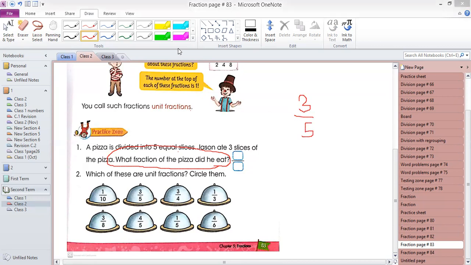Yes. Okay. I'll take one more student and then I will answer. Abdullah Yunus. Yes, sir. Yes, Abdullah. What is the fraction of the pizza did he eat? A pizza is divided into 5 slices and he ate 3 slices from that. What fraction of pizza did he eat?